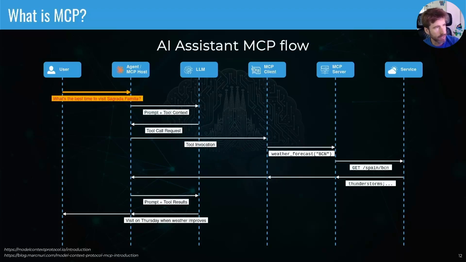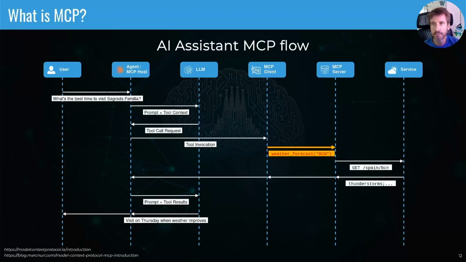So the assistant gets this initial user prompt and the tool information, the tools that it has available, and sends it to the LLM. The LLM analyzes this, and it might opt to choose to run a tool, because the tool might be significant to provide the response to this initial prompt. So in this case, the assistant will send a tool invocation to the MCP client, which in turn will send this tool call to the MCP server, in this case the weather forecast for Barcelona.